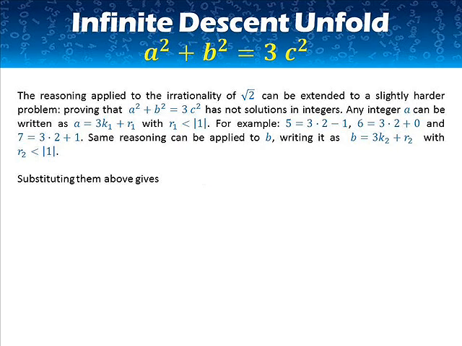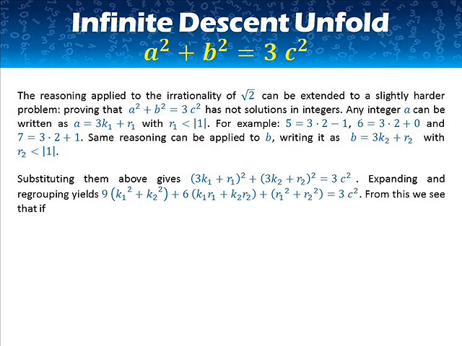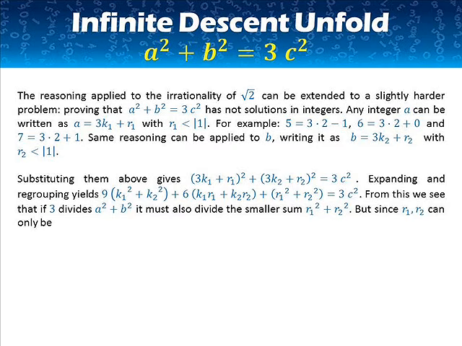Substituting them above gives this expression. When expanding and regrouping, that yields on the left-hand side 3 terms, where the first 2 are divisible by 3. From this, we see that if 3 divides a squared plus b squared, it must also divide the smaller sum r sub 1 squared plus r sub 2 squared. But since r sub 1 and r sub 2 can only be -1, 0, or +1, the only way 3 divides this sum of 2 squares is if both r sub 1 and r sub 2 are 0.